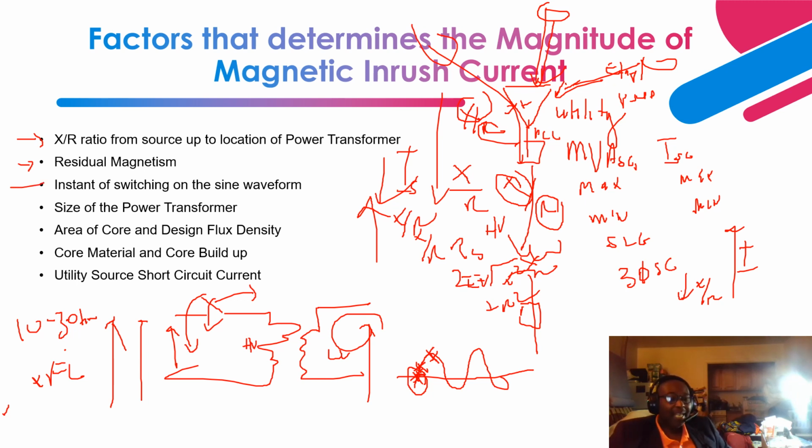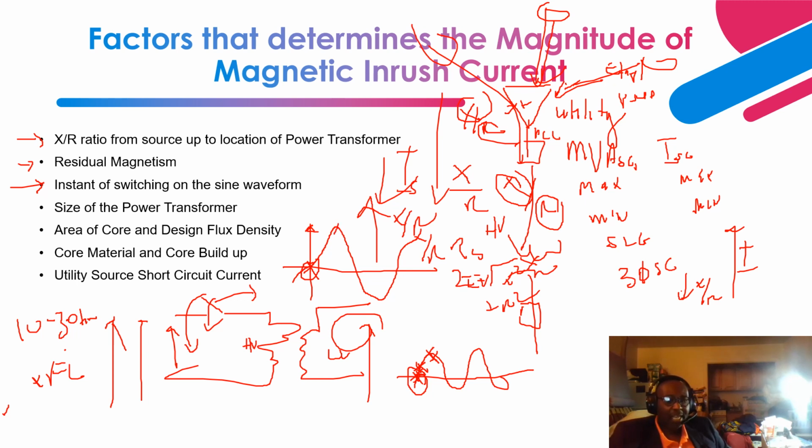Next factor is the instant of switching, and I made mention of it over here. I think I've explained a little bit about it, but let me explain a little bit more. We have a sinusoidal wave that goes through the zero crossing. Let's say you are energizing this transformer at this location of the sinusoidal wave. At this instant, that is where we will have the peak magnetic inrush current flowing.